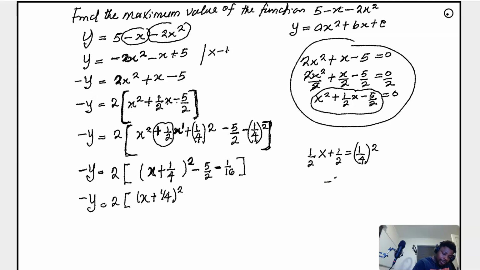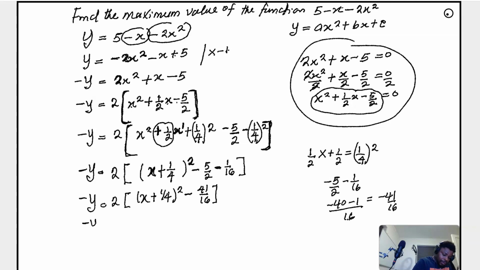So let's quickly do this one. Minus 5 over 2 here, minus 1 over 16. So 16 here is what? 8. 8 times minus 5, minus 40. 16 and 16 is 1. With that is minus 1. So it's minus 1, minus 41 over 16. So minus 41 over 16.